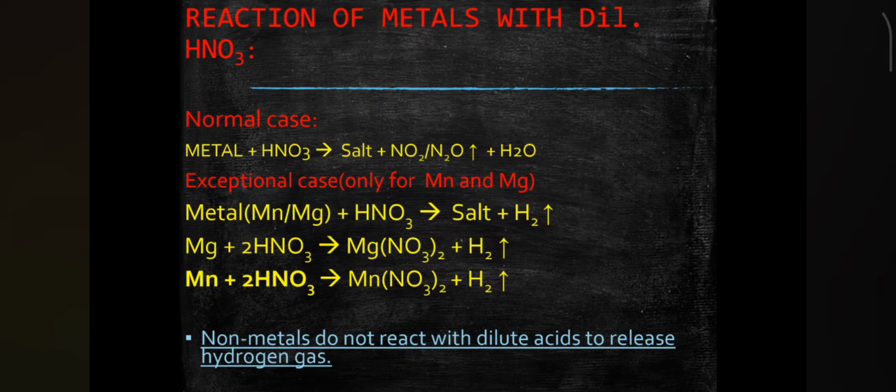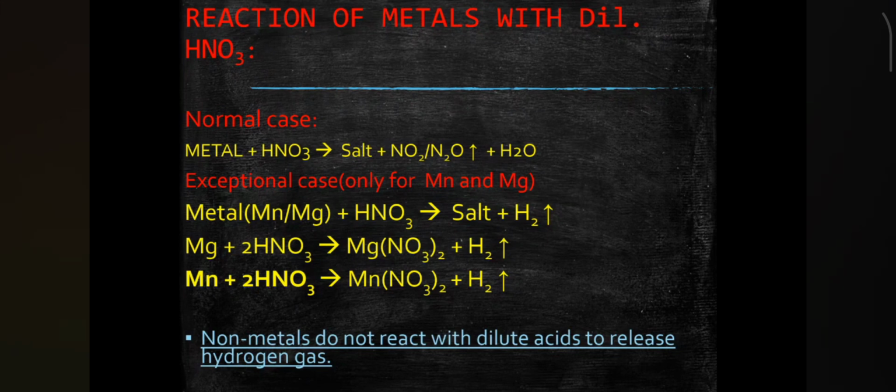In normal cases, when a metal reacts with dilute nitric acid, it gives salt, NO2, N2 or N2O with water. But in the case of manganese or magnesium, which is an exceptional case, these two metals react with nitric acid and give salt and hydrogen gas.